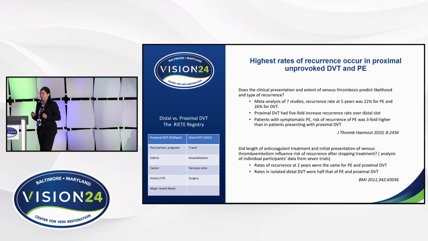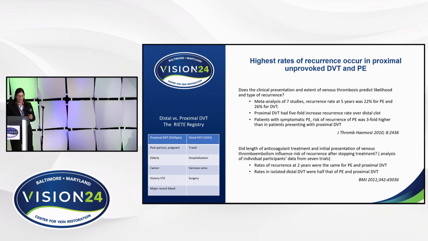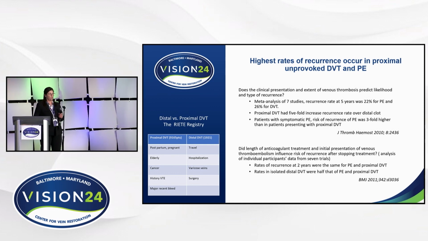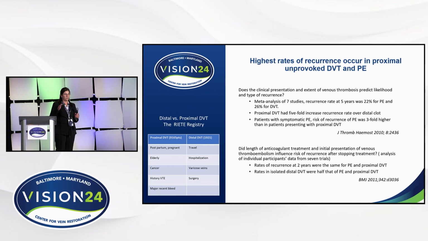The RIETE registry looked at 11,000 patients or so, and it started to identify, when the patients present with clots, what are the risk factors, what were the provoking factors, and you start to see these risk factors kind of sort themselves out a little bit. So if you get a clot from travel or estrogen or surgery, we're starting to see those present more commonly as distal clots, versus pregnant patients, elderly patients, cancer patients, patients with history of VTE, they tend to present with more proximal clots. And so you start to look at a clot and I start to try to identify its personality.